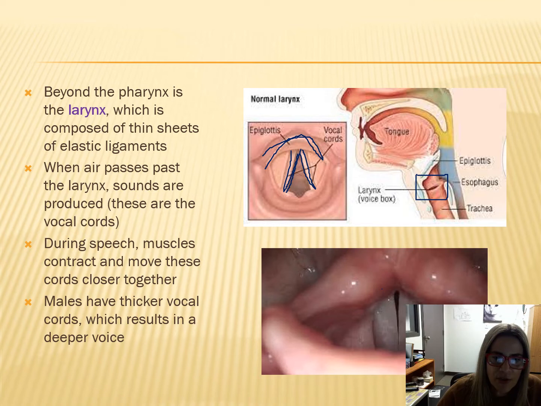Now, this graphic here is an actual photograph of what the vocal cords look like. Again, it looks weirdly like a lip here, but that is actually the epiglottis, which will close over the trachea when you swallow.